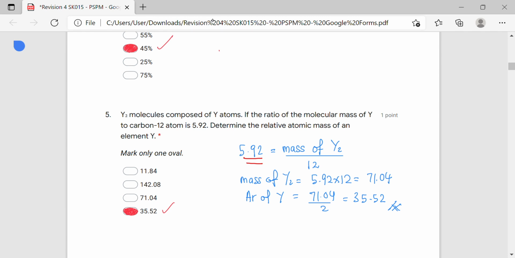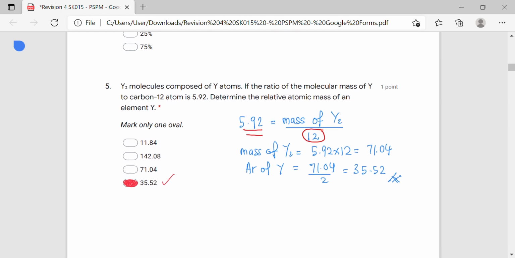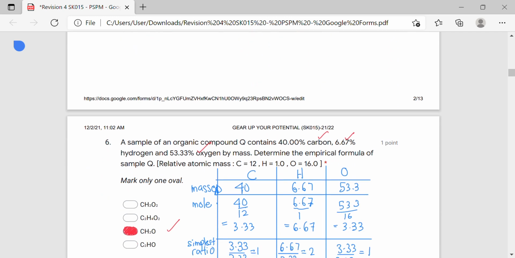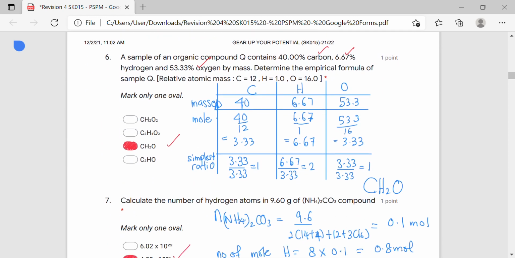Okay, so disebabkan dia kata ini mass of carbon 12. So darabkan dengan carbon 12, massnya 12. So kita dapat mass of Y 71.04. Dan disebabkan dia ialah atom untuk satu, jadi bahagilah dengan 2. 35.52.